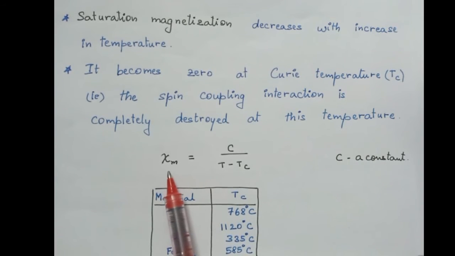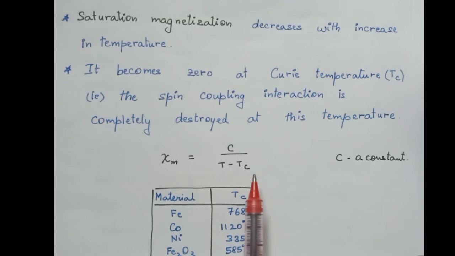The relation between susceptibility, recall that susceptibility is M by H. The relation between susceptibility and absolute temperature is given by C by T minus Tc, where C is a constant, T is the absolute temperature, Tc is the Curie temperature.